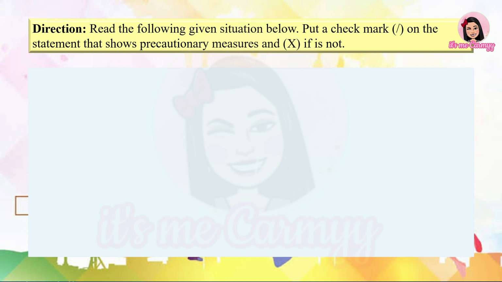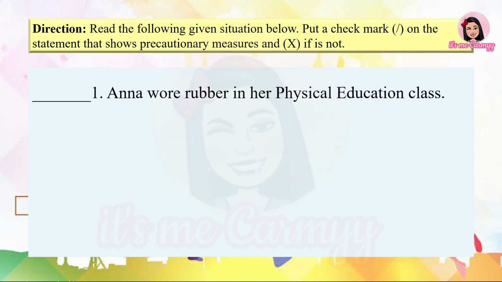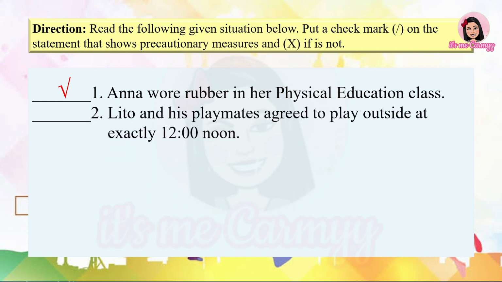Read the following given situations below. Put a check mark on the statement that shows precautionary measures and X if it is not. Number 1. Anna wore rubber shoes in her physical education class. It is correct.